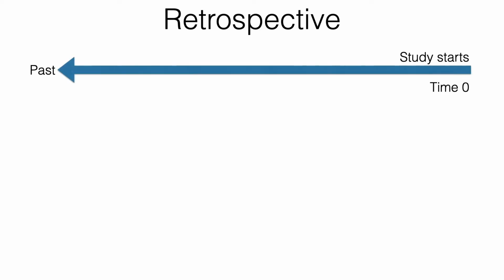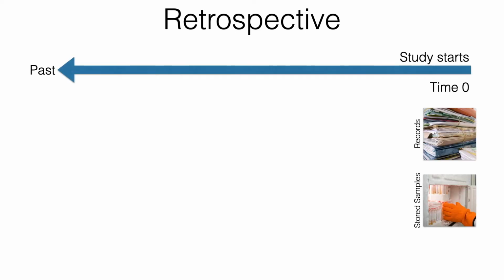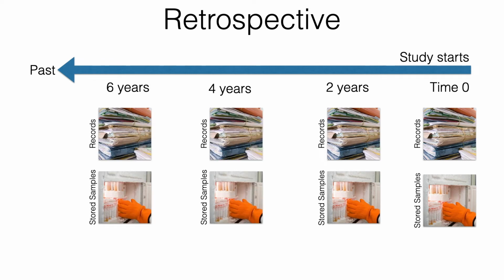In a retrospective study, things work in the opposite way. Researchers decide to investigate something at time point 0, let's say now, and then they look back by using records or stored samples, for example.